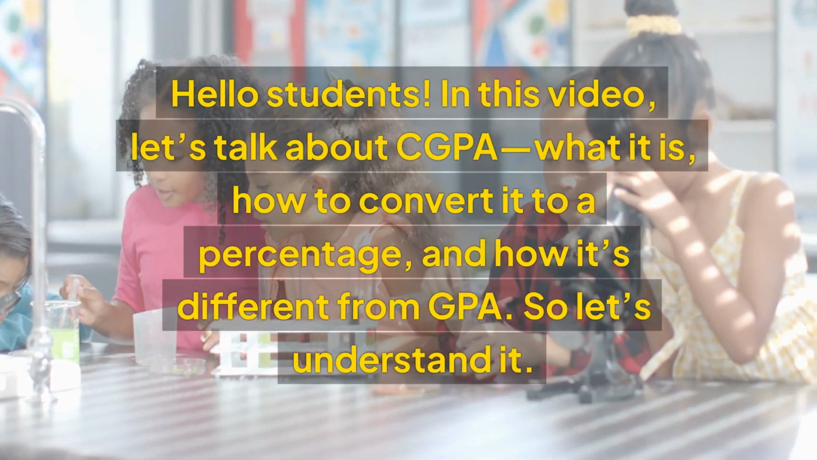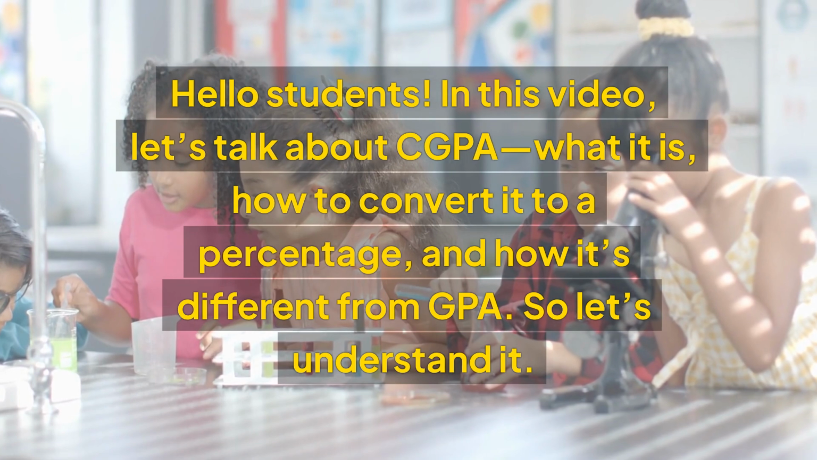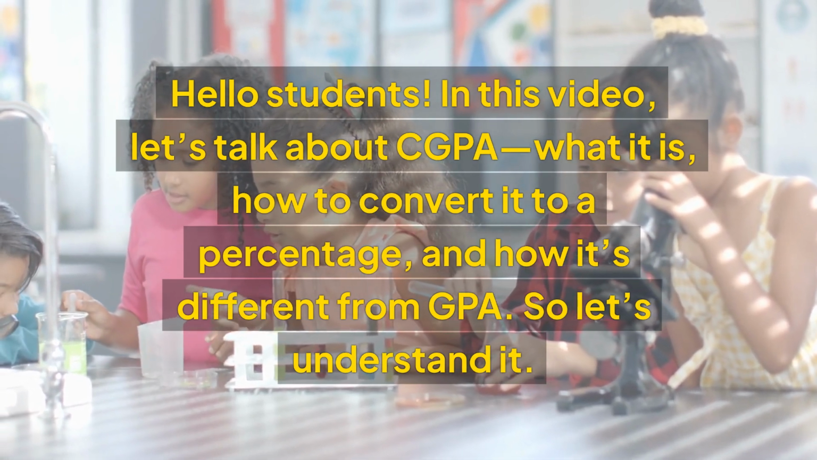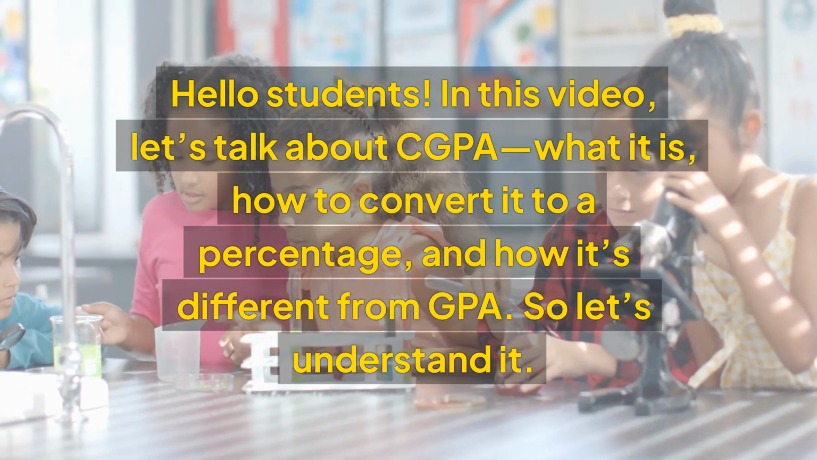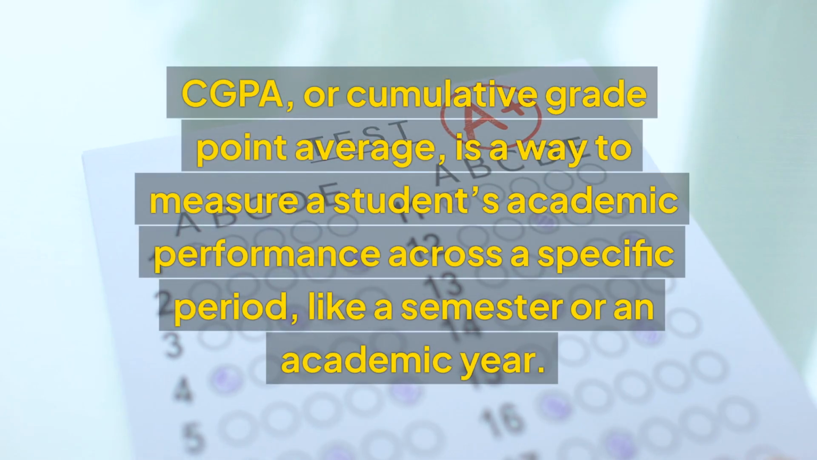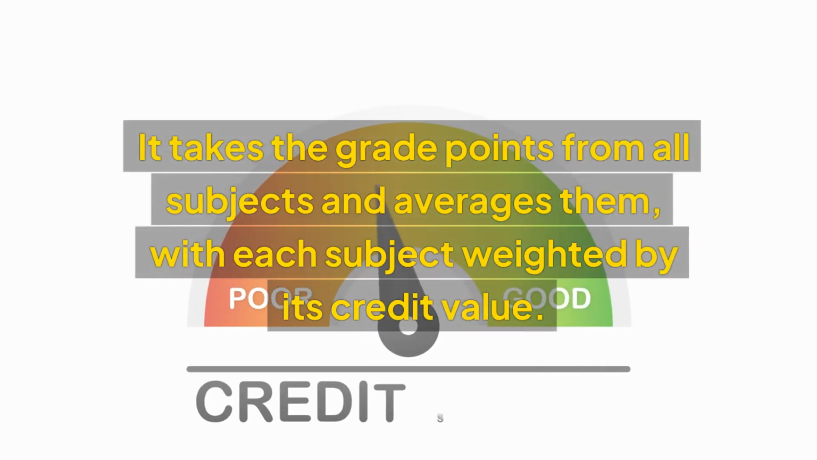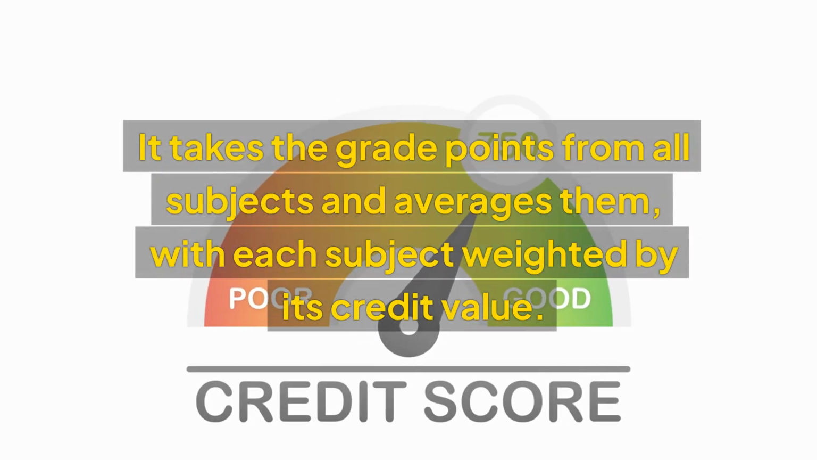Hello, students. In this video, let's talk about CGPA, what it is, how to convert it to a percentage, and how it's different from GPA. So let's understand it. CGPA, or Cumulative Grade Point Average, is a way to measure a student's academic performance across a specific period, like a semester or an academic year. It takes the grade points from all subjects and averages them, with each subject weighted by its credit value.